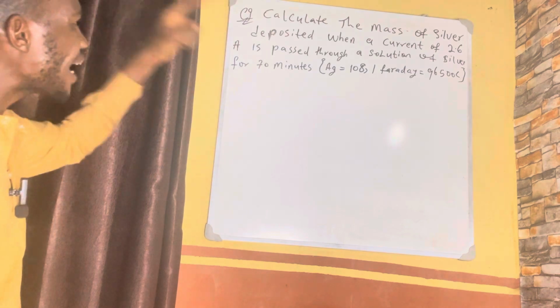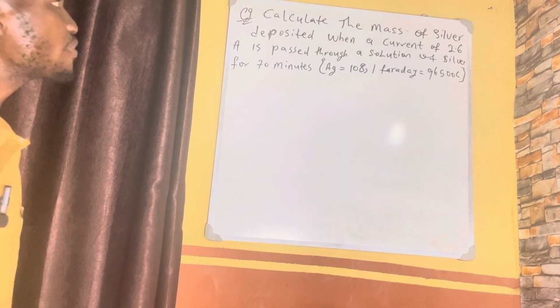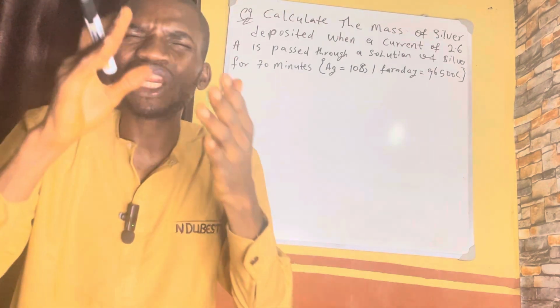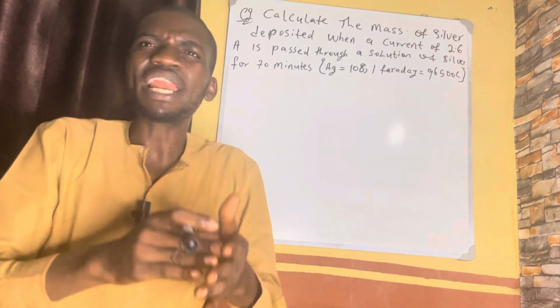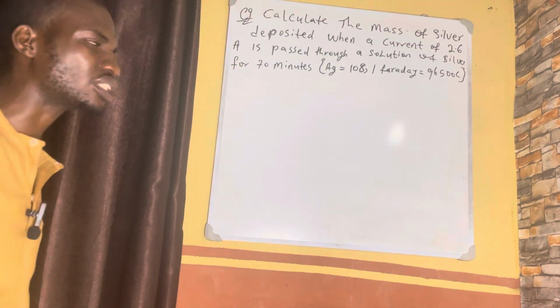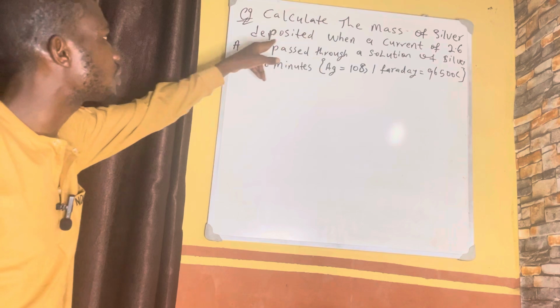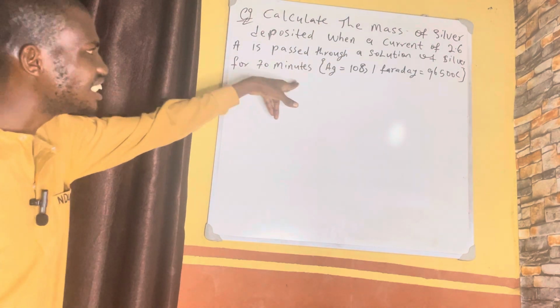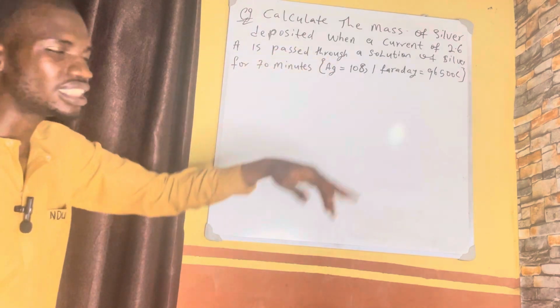They ask to calculate the mass of silver. Mass of what? Silver deposited. I have told you that when they say mass of this deposited, mass of this collected, mass of this applied, it means direct proportion. You understand? So they ask you to calculate the mass of silver deposited when a current of this is passed through a solution of this. The mass deposited when this passes through this.